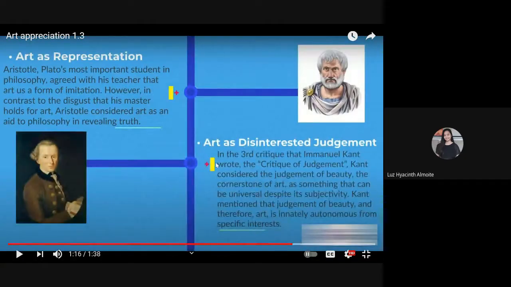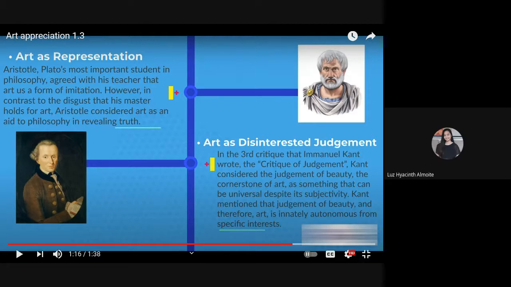Next we have the Critique of Judgment by Immanuel Kant. Art is described as disinterested judgment. Kant mentioned that the judgment of beauty, and therefore of art, is innately autonomous from specific interests. It is the form of art that is adjudged by one who perceives art to be beautiful or, more so, sublime. Therefore, even aesthetic judgment for Kant is a cognitive activity.